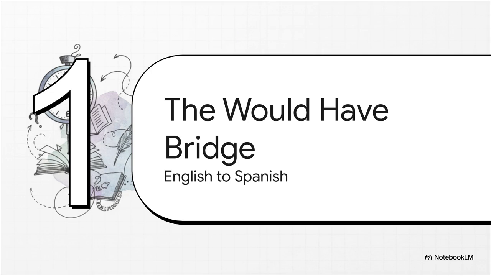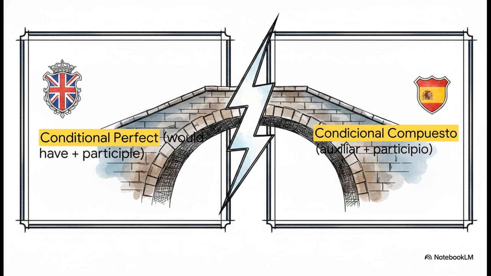All right, section 1, the would-have bridge. So the absolute best trick to mastering this tense is actually to just anchor it to a concept you already know intimately in English. Seriously, whenever your brain thinks, I would have done something, your automatic reflex in Spanish needs to be the condicional compuesto. As you'll see here, the English conditional perfect uses would have plus a past participle, right? Well, the Spanish equivalent works identically. It's basically a one-to-one translation, which honestly makes it so much easier to grasp.